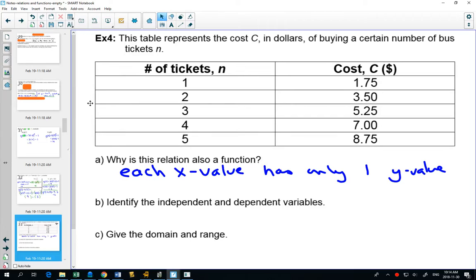If there was an x value that had two y values, that would be like 4 tickets cost $7, 5 tickets cost $7. Well, who would buy 4 tickets then? You would? A long way to go.